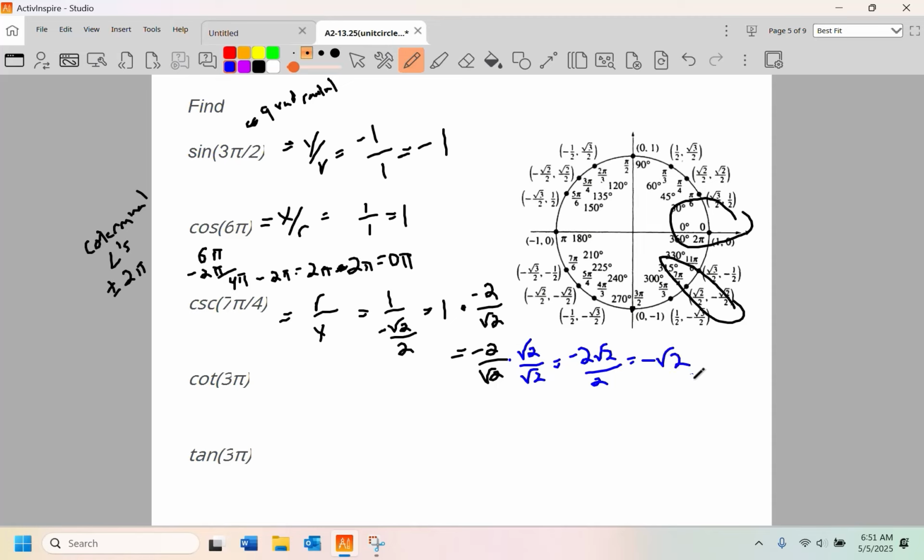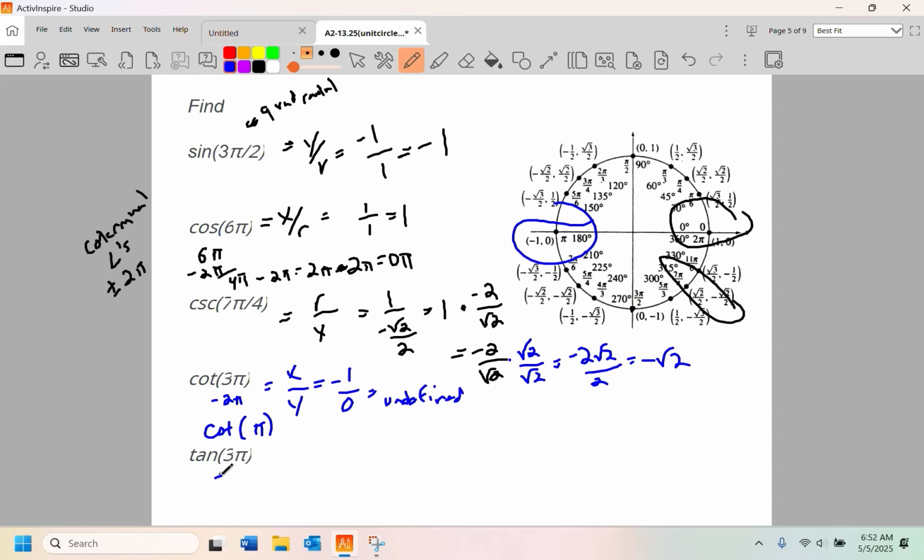Fun stuff, isn't it? All right, the cotangent of 3 pi, and again, use your idea of coterminality by taking away 2 pi, and now you're just thinking about the cotangent of pi, which is right here. The cotangent ratio is x over y, and the x coordinate there is negative 1, the y value is 0, and anything divided by 0 in mathematics is undefined.